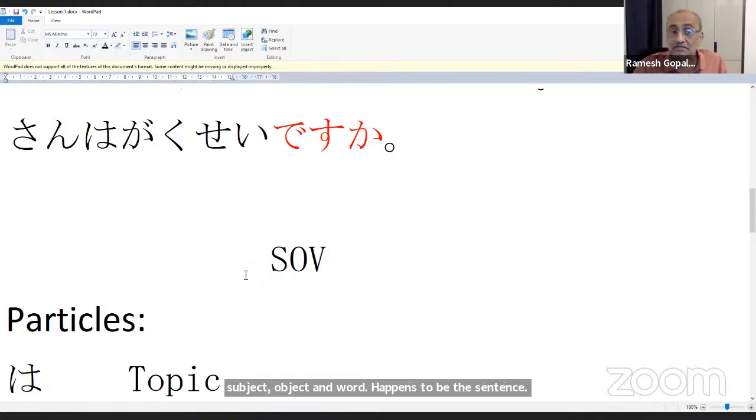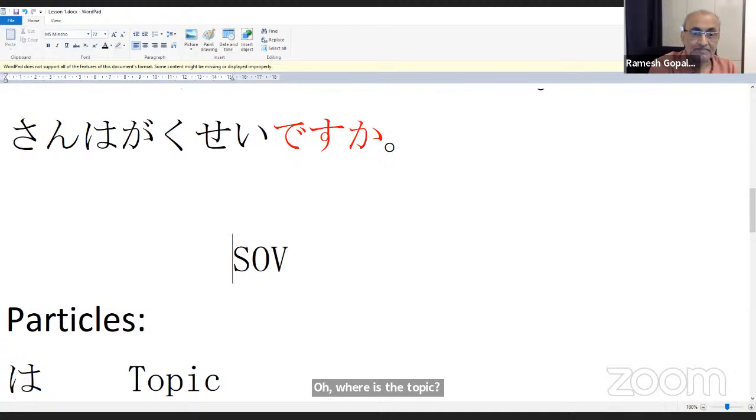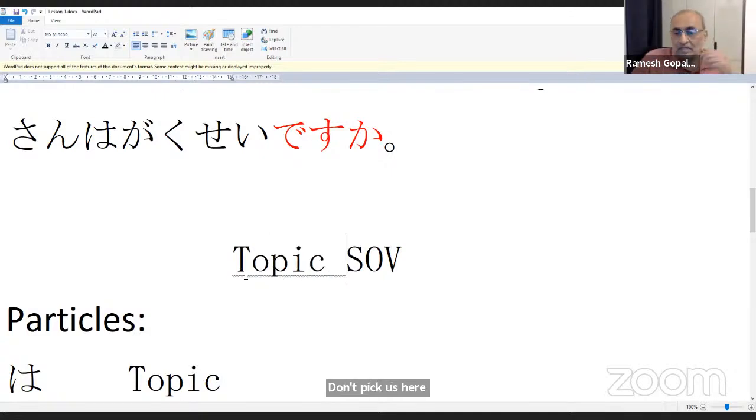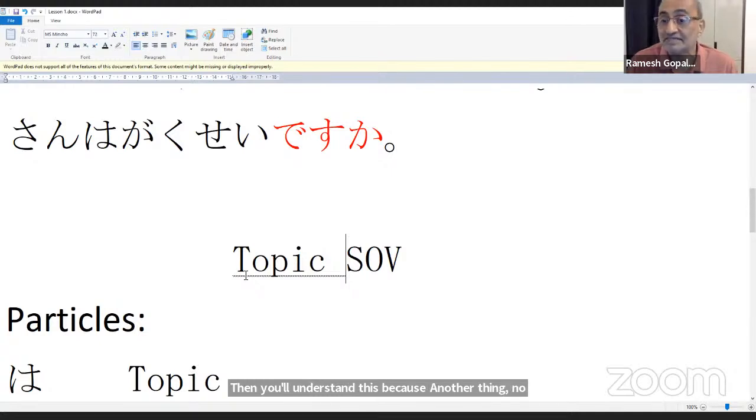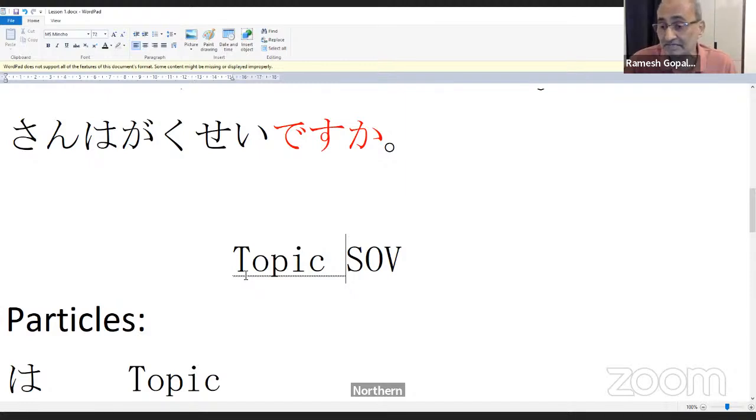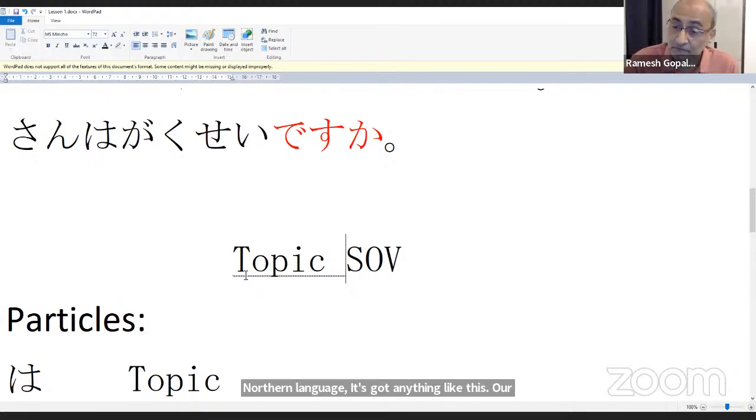Now, where is the topic? Topic is here. That is, there is a topic, and what is said about the topic is the sentence actually. But you think the topic is outside the sentence. No, topic is a part of the sentence. It is there in the sentence, but you have to see it like this. Then you will understand this. Because no other language we know has got anything like this. Our languages don't have it. Now look, in Japanese, topic is a part of the sentence. But subject, object, verb is the sentence.